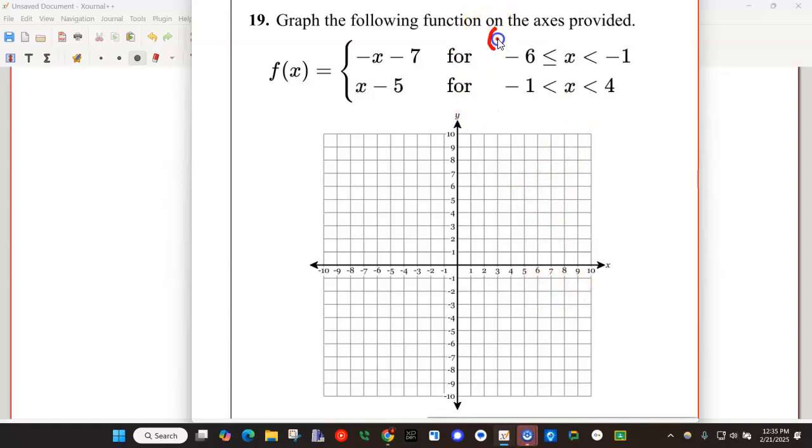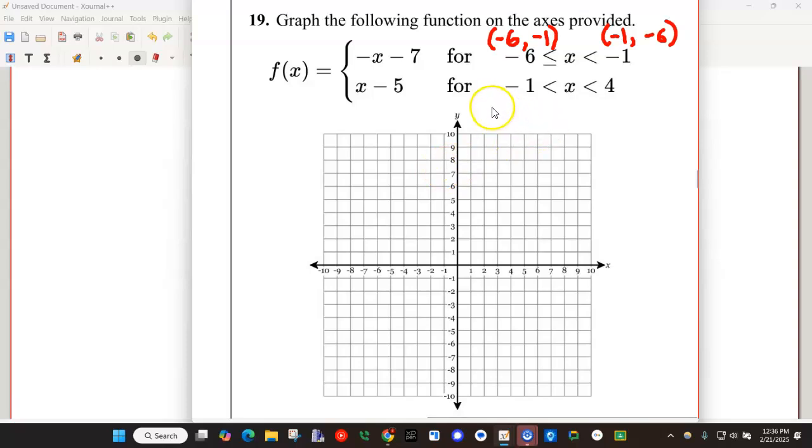So you're going to plug in -6, right, into here, which will be +6 minus 7, which is -1. Right. And then plug in -1, which will be +1 minus 7, which is -6.